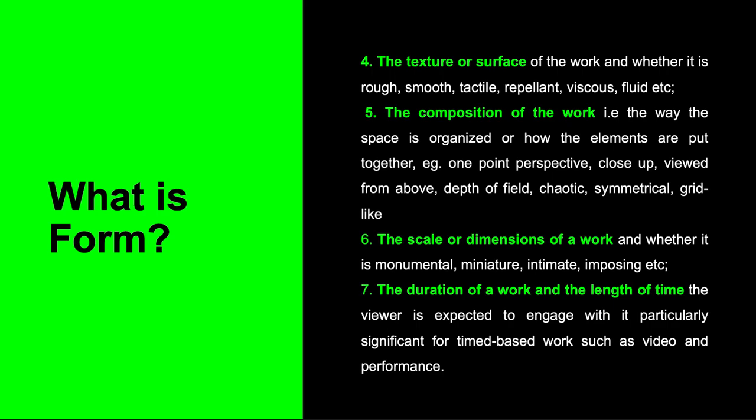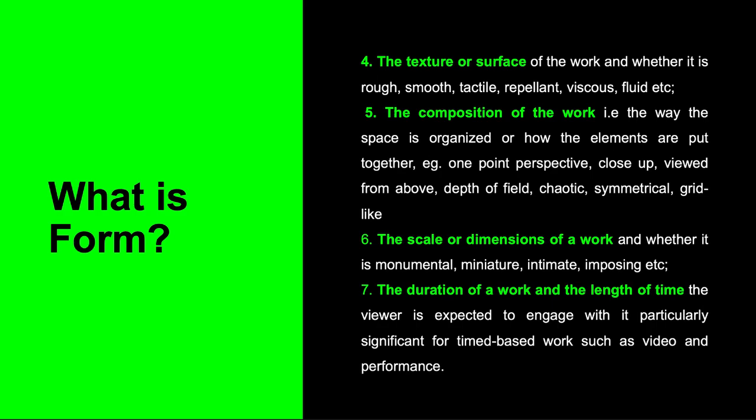Then the composition of the work. I think this is essentially how the space has been organized, or how the elements are put together. So this is sort of a mishmash of what line, color, and material choice would be like. In the case of Sarakasi ya Siasa, it is chaotic. You could say the composition of this work is chaotic. That's a way of describing the work.